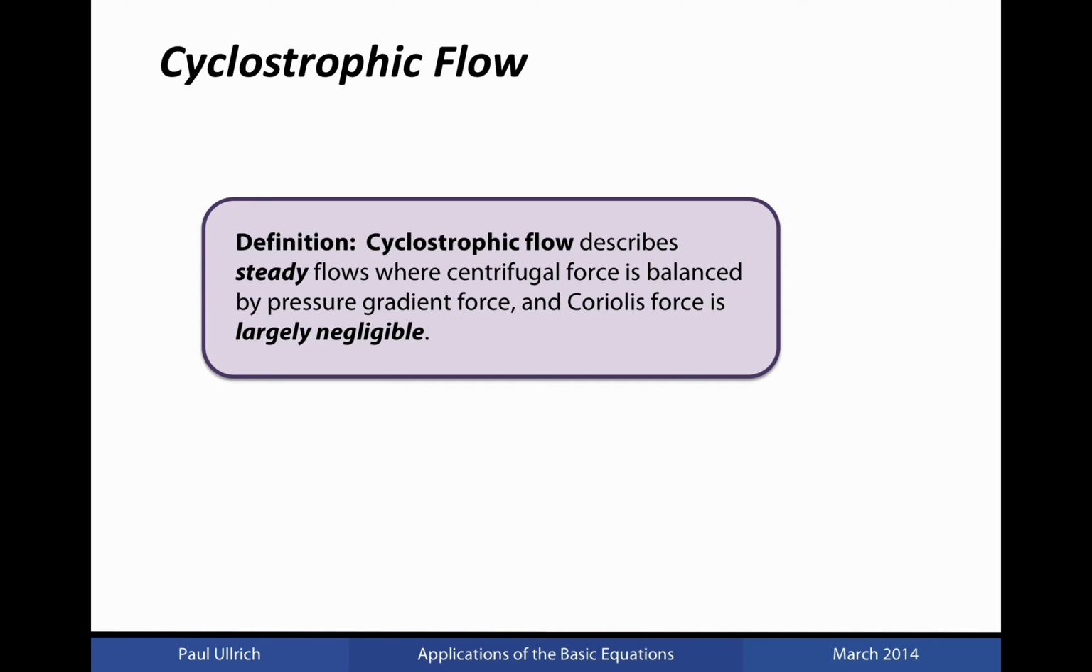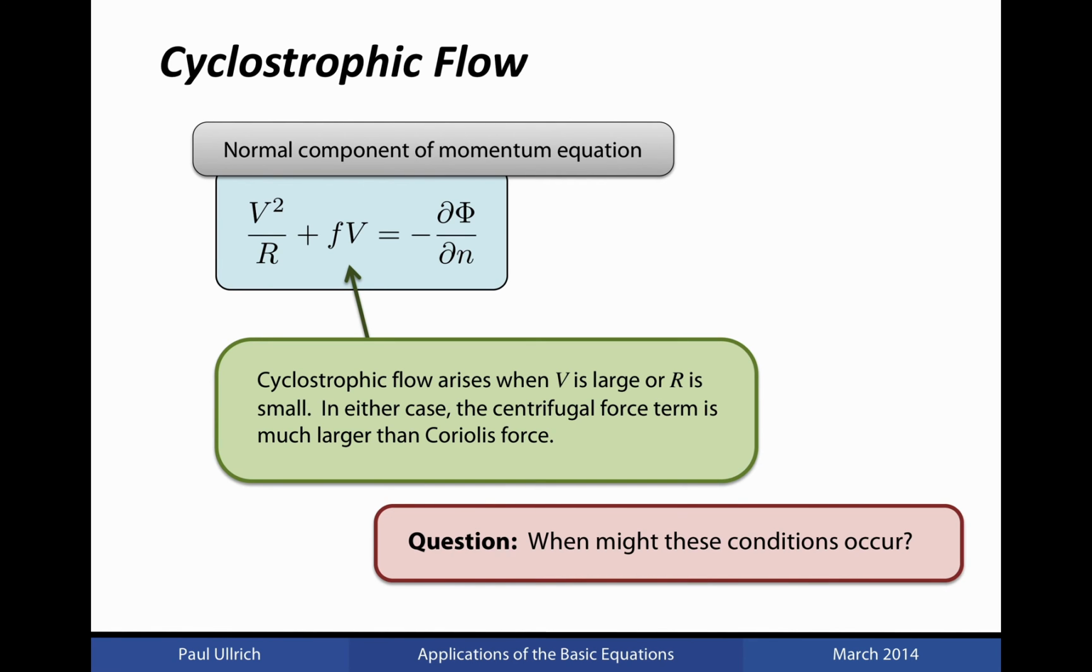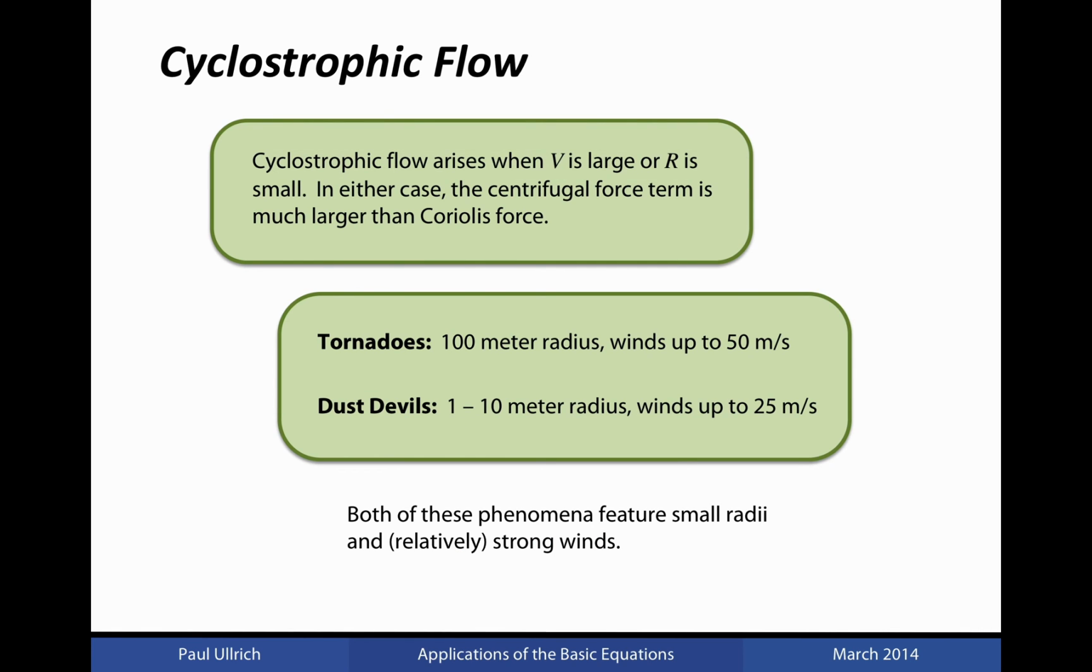Cyclostrophic flow describes steady flows where centrifugal force is balanced by pressure gradient force, and Coriolis force is largely negligible. So, in this case, the primary mechanism by which pressure gradient force is balanced for a fluid parcel moving in a curved region is through the centrifugal force. This pops up again when V is large, and consequently you have a large V squared compared to fV, or in the case where R is small. So as mentioned, cyclostrophic flow tends to pop up for tornadoes and dust devils with high wind speeds and small horizontal scales associated with the underlying phenomena.